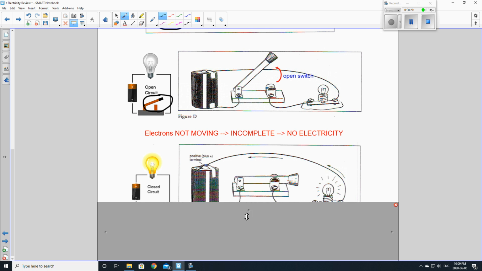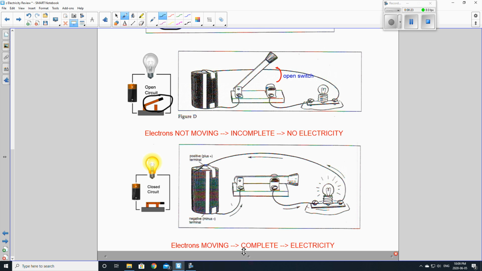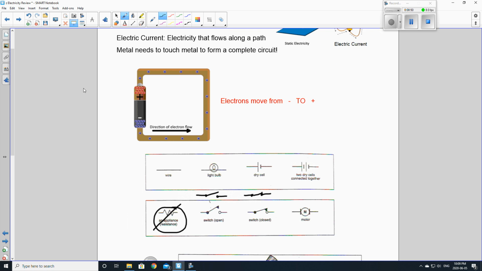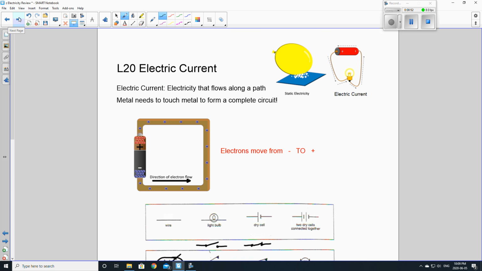Over here we have a picture of a complete circuit. You have the negative terminal over here, it goes around here, and everything is making contact. There's a closed switch here, making contact with everything over here. It forms one complete loop. That means the electrons are moving and the circuit is complete, so you will have electricity. That's lesson number 20 on electric current.